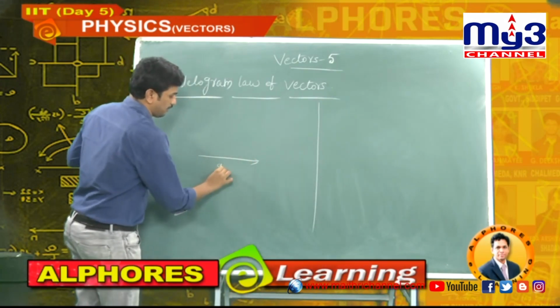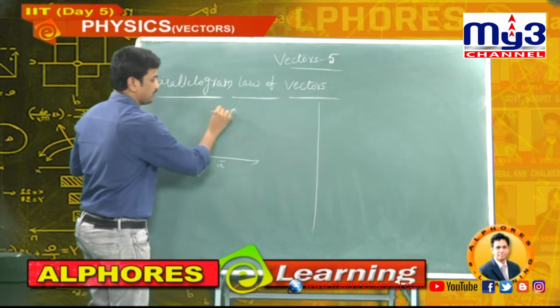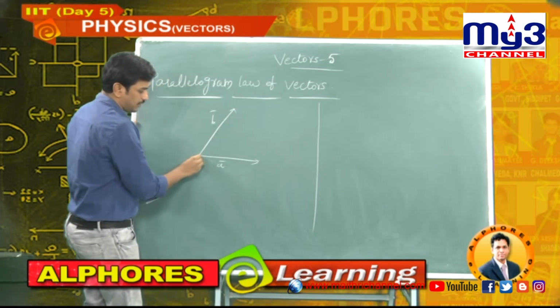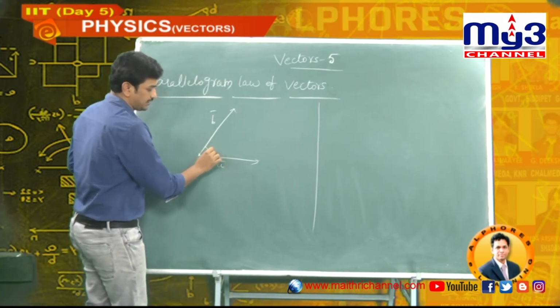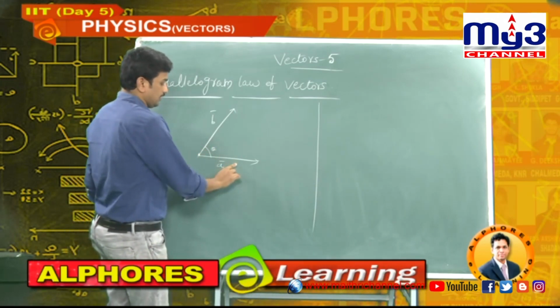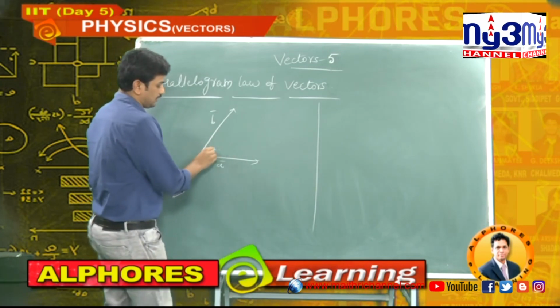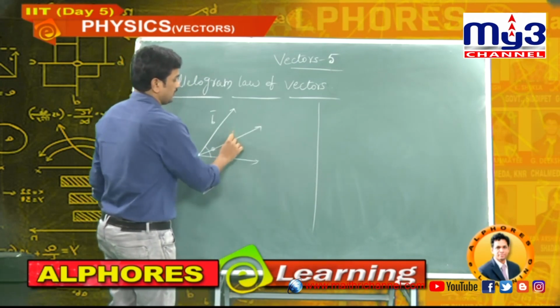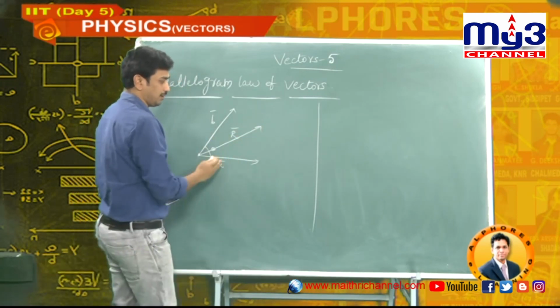See, A bar, B bar. The tail of A bar and the tail of B bar we joined here. Now we can see the angle between A bar and B bar. A bar and B bar are two sides of a parallelogram. The resultant is the diagonal of the parallelogram. Here there is no parallelogram.